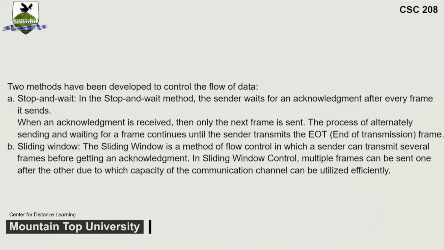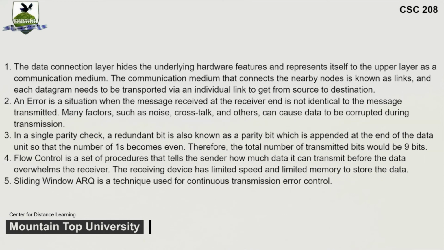Summary of Study Session 5. In Study Session 5, please note the following. 1. The data link layer hides the underlying hardware features and represents itself to the upper layer as a communication medium. The communication medium that connects the nearby nodes is known as links, and each datagram needs to be transported via an individual link to get from source to destination.